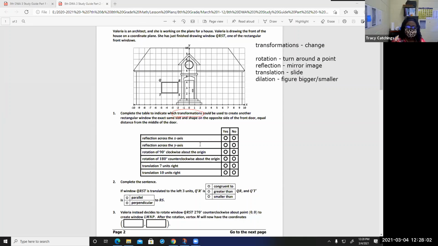All right, so they want us to figure out what happens, and they said this shape is going to be the exact same size and shape on the opposite side of the door. So they pretty much want to get a whole other window to match up with this window. I'm going to draw where it should be.